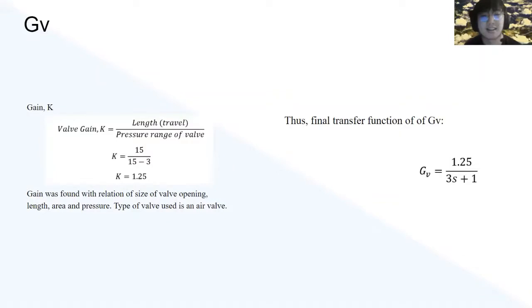Similarly, control valve function GV can be found with parameters related to size of valve opening, length, area, and pressure. The gain was found to be 1.25, and time constant was found to be 3 seconds to travel 15 mm. The final transfer function is shown on the right. Next.